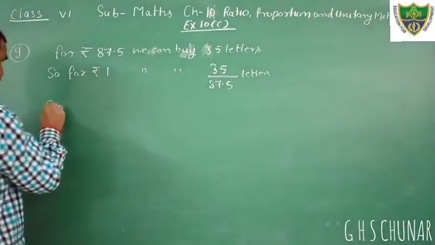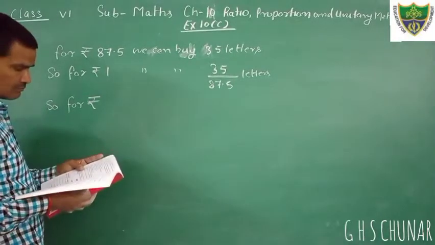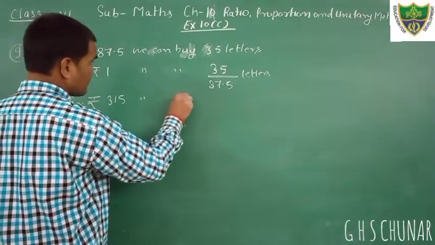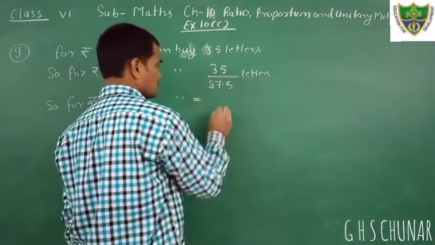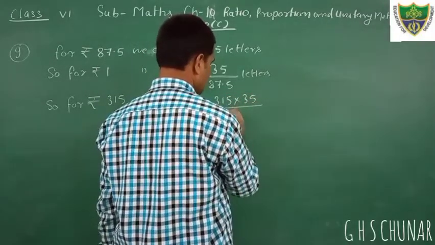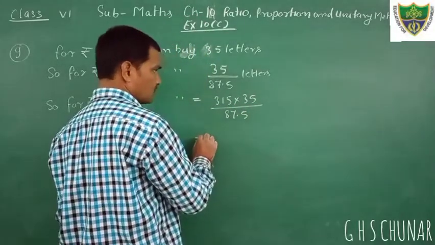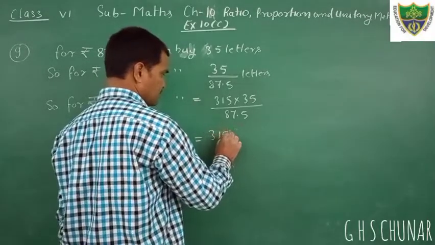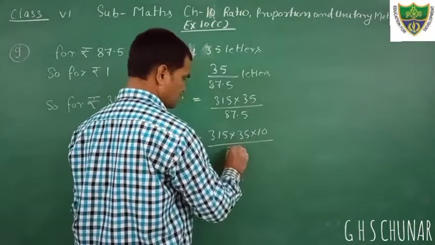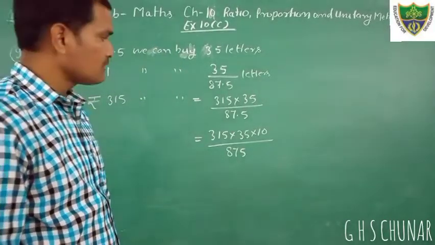So 4 rupees, 350, we can buy 350 into 35 into 87.5. Here the decimal places in the denominator is 1, so we multiply by 10. 350 into 35 into 10 upon 87.5. When we multiply by 10, the decimal will be removed.